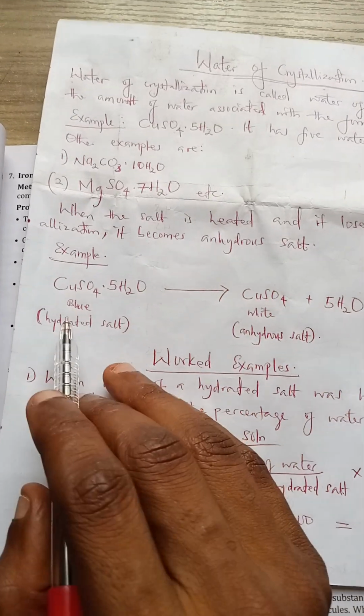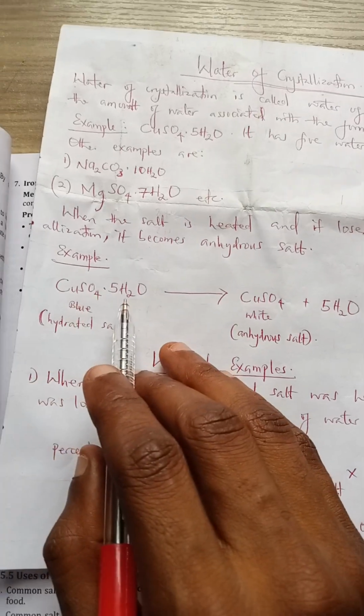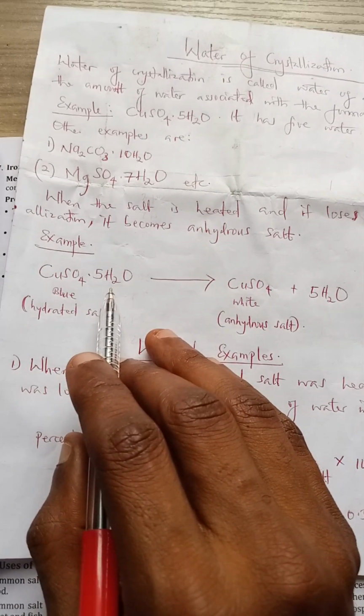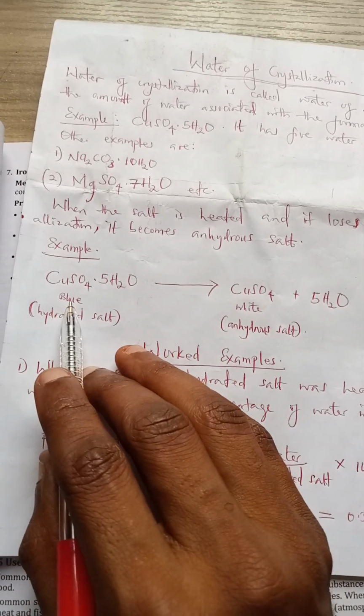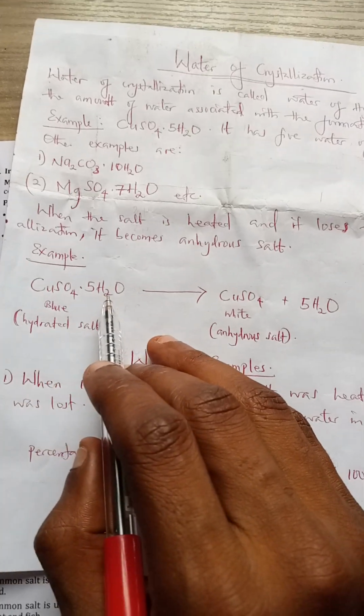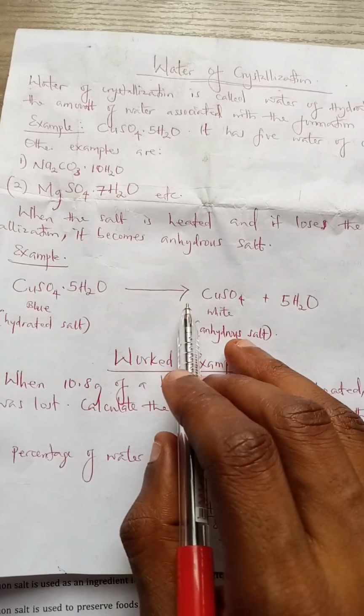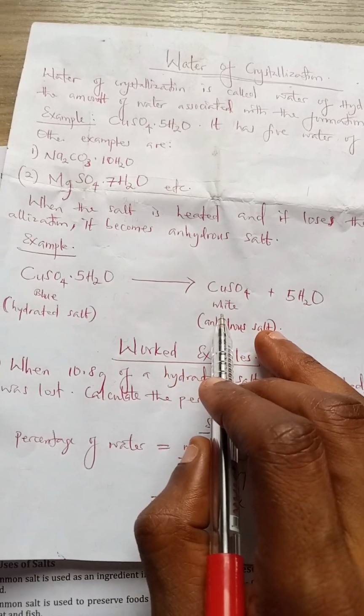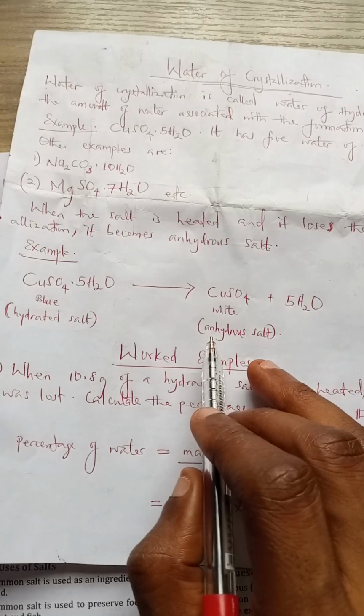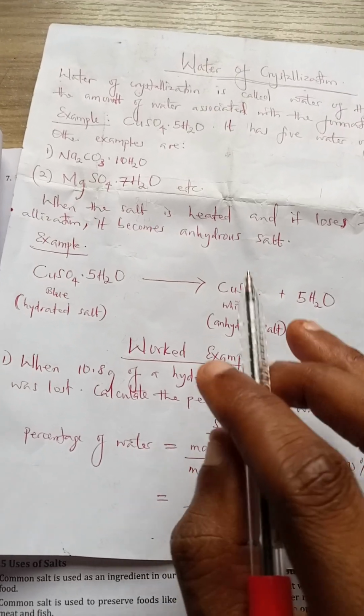Let me give you an example quickly. Look at copper sulfate now with 5 water of crystallization. If you see it in your school lab, it will have a blue color because it is hydrated. But when these 5 molecules of water are gone after heating, you will get only copper sulfate, which will now be white in color, and the white one is anhydrous, meaning there is no water.